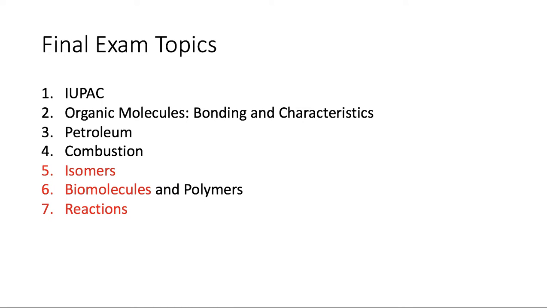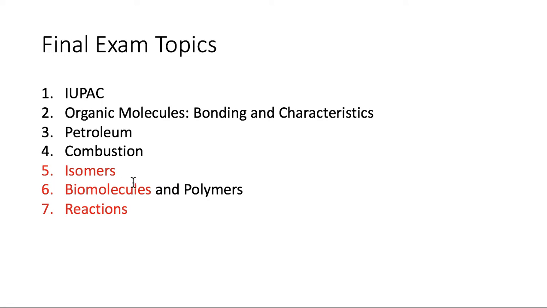For isomers, you have to know how to identify isomers, whether you're given the name or the structure of a pair of isomers. You have to identify whether they're isomers or not, and then what type of isomers they are, either functional, geometric, chain, and position. In this video, we're going to cover chain isomers and position isomers, which are the easiest isomers that we're going to look at. Then we have reactions.